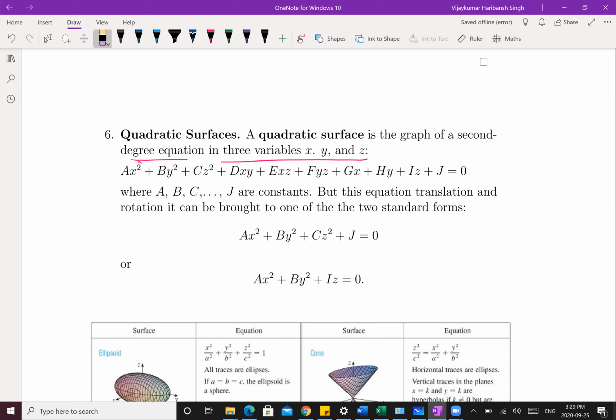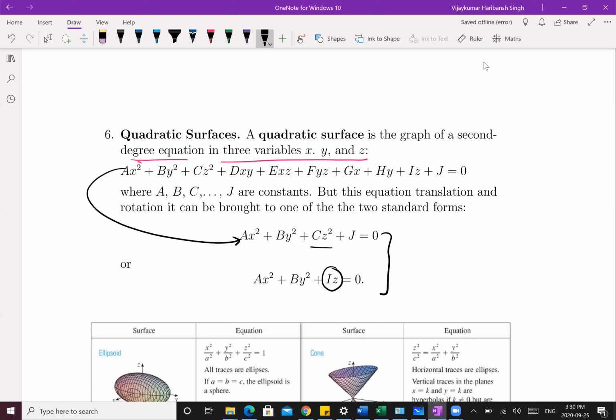We have already classified them here. Now if you do a change of variables, you can bring them to one of these forms: ax squared plus by squared plus cz squared plus j equals 0, or ax squared plus by squared plus iz equals 0. You see the difference. So by doing certain translations and rotations, you can bring it to either one of these forms. Why do we mention that? The reason is that we can then focus on studying these.